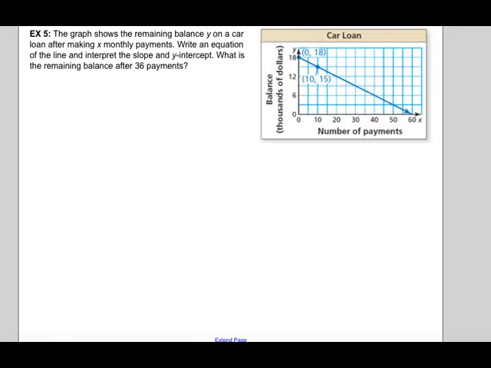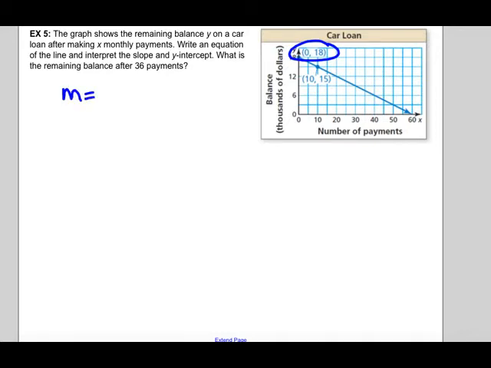So if we look at this, our line is decreasing because it should be. As we pay off our loan, we should have less. If we look, our y-intercept is 0, 18. And we have another value they give me at 10, 15. So to start with, I'm going to calculate my slope.